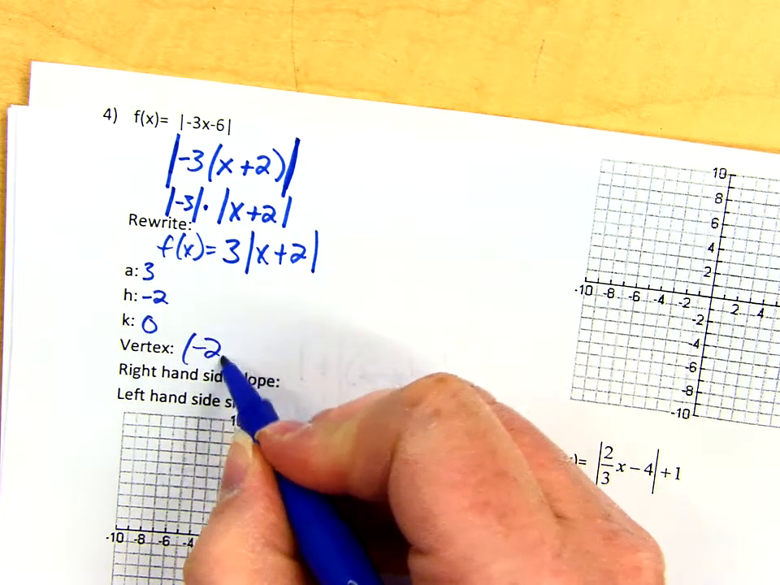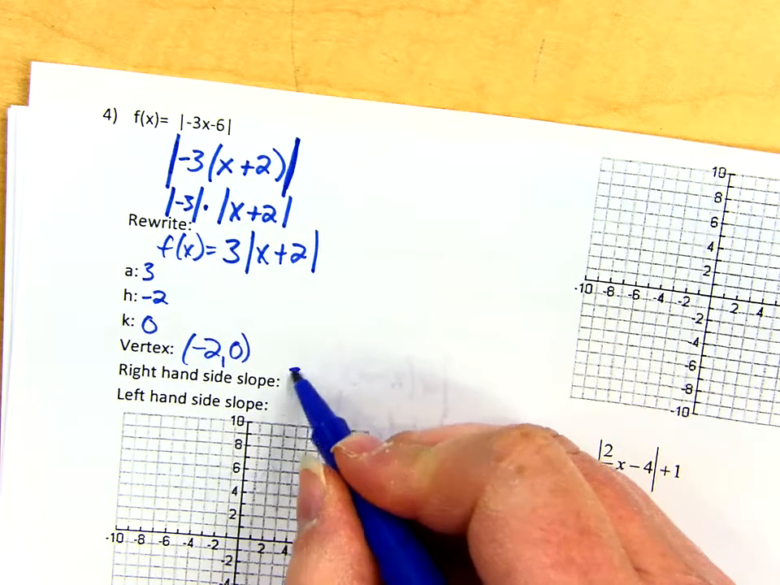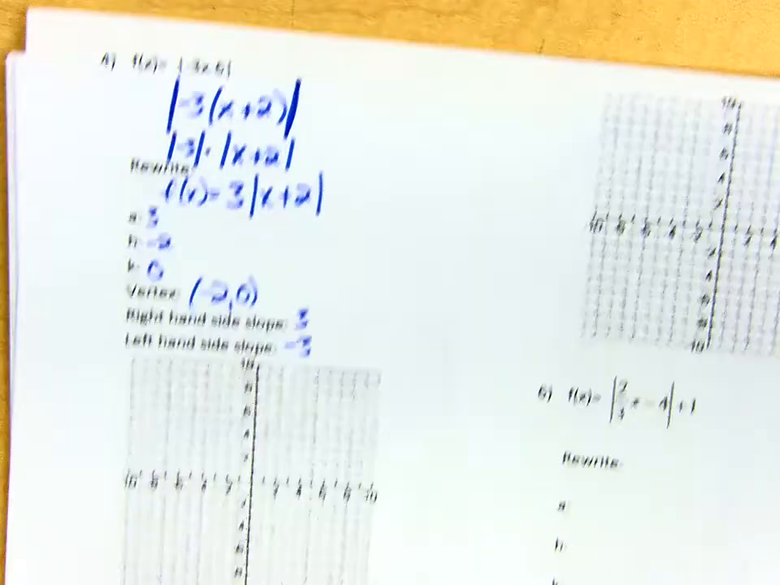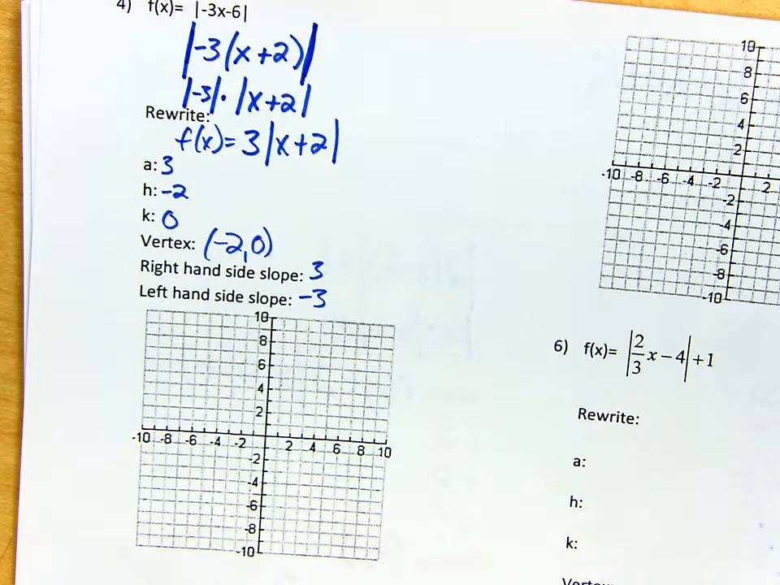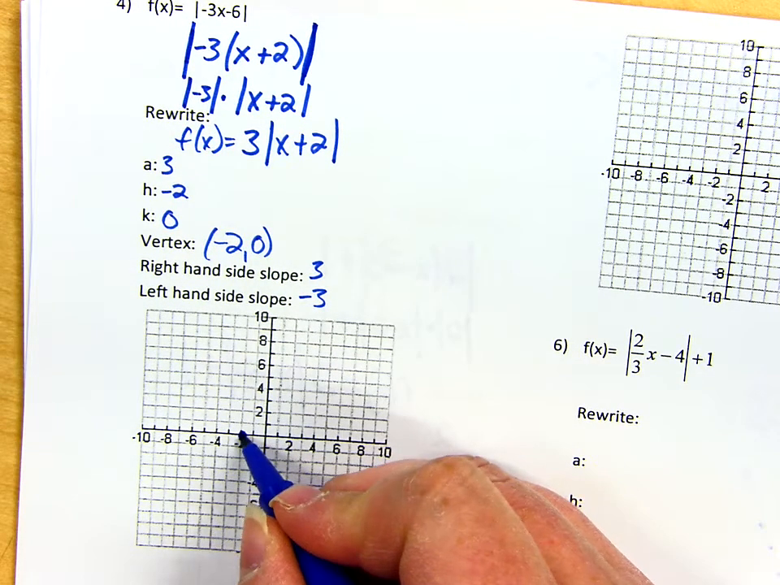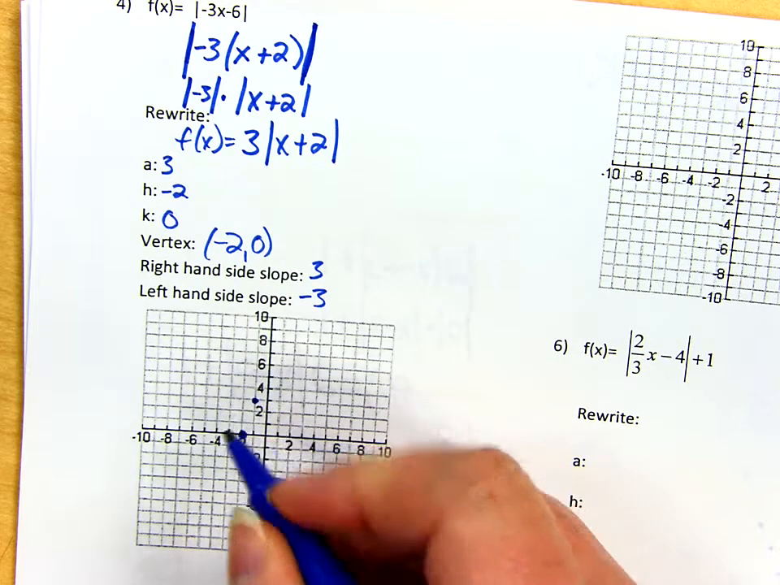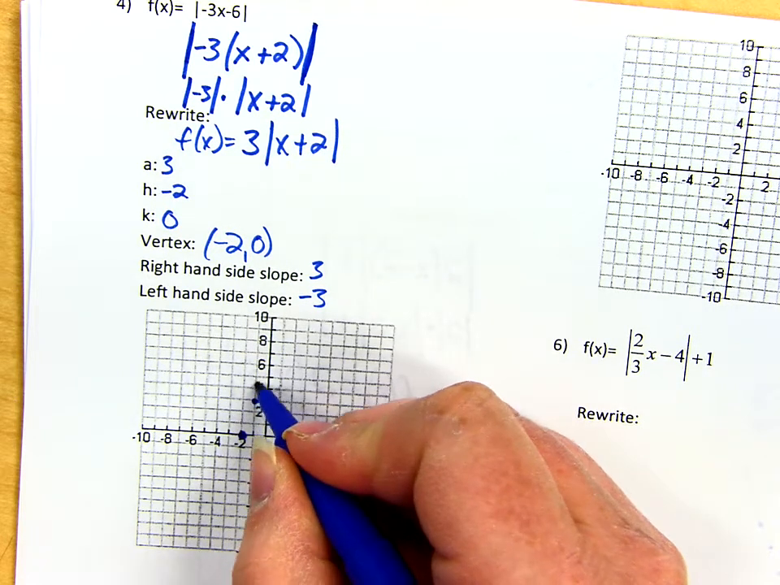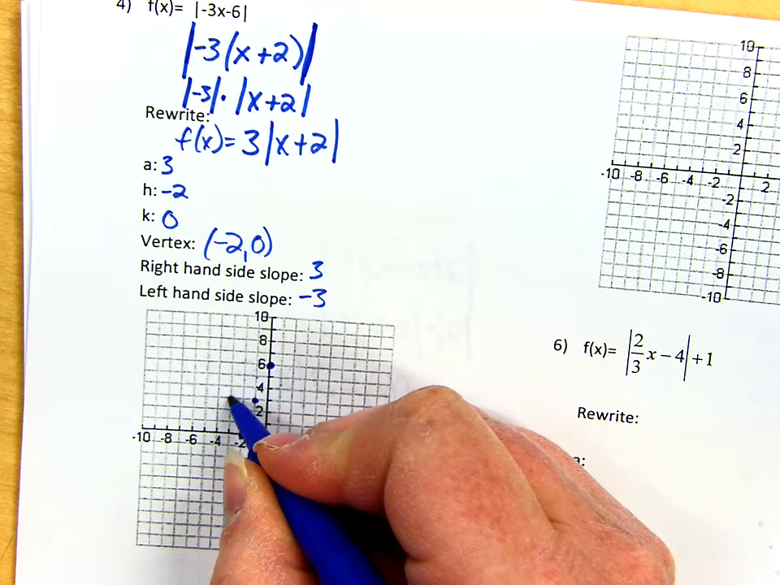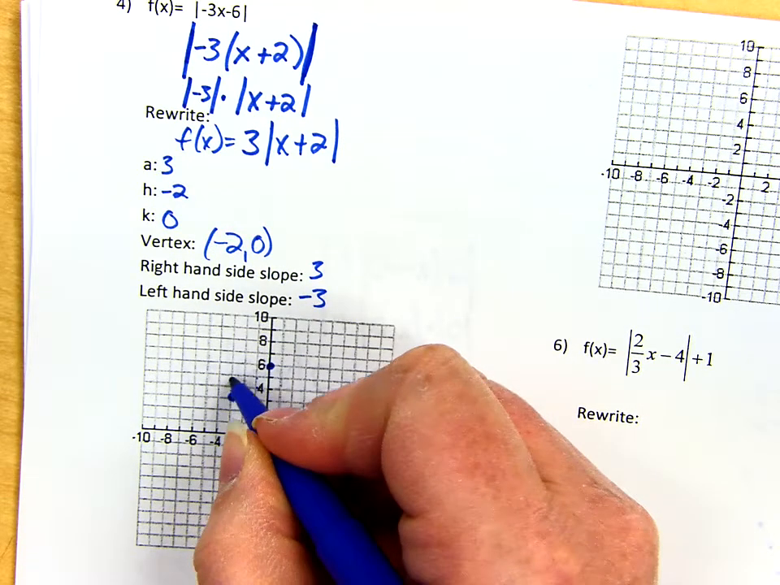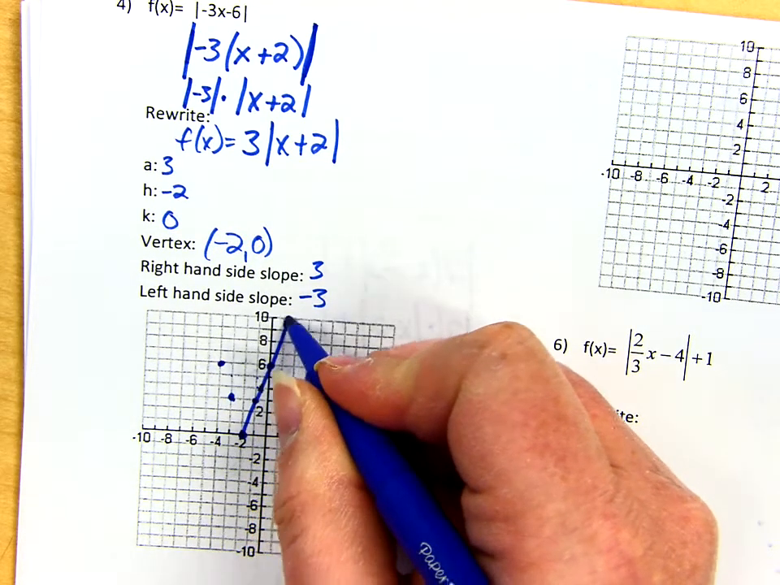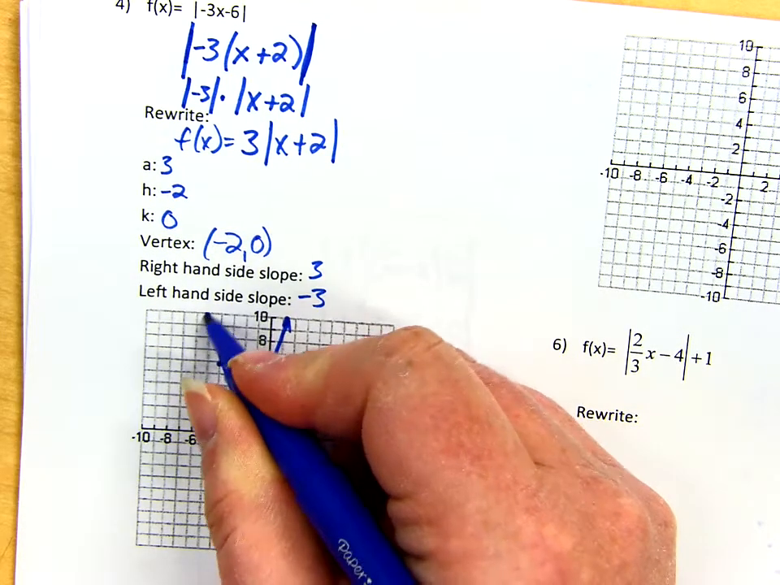So my vertex is at negative 2, 0. Right-hand slope is 3, so left is negative 3. And then once we graph, it should be pretty easy. Negative 2, 0. Slope of 3 this time. So an even more narrow graph. And there we have it.